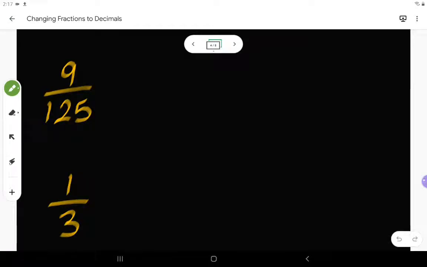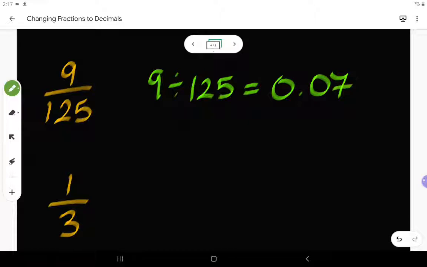Next one, I've got 9/125. Now that one doesn't work as nicely for telling me my decimal position. Okay, so I'm going to take the 9 and divide by the 125, numerator divided by denominator, and that gives me 0.072.